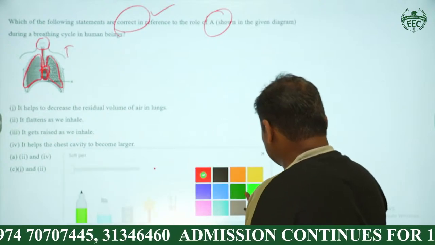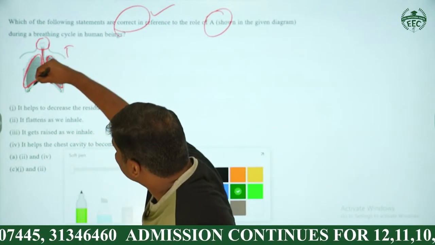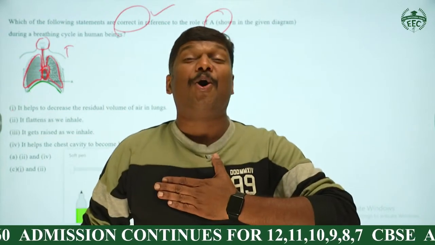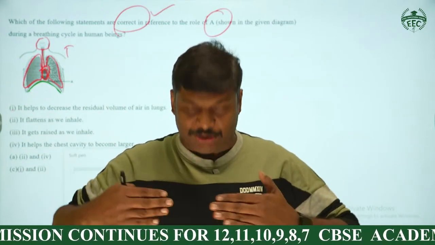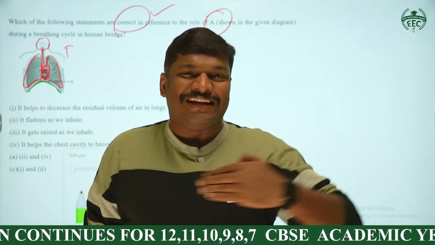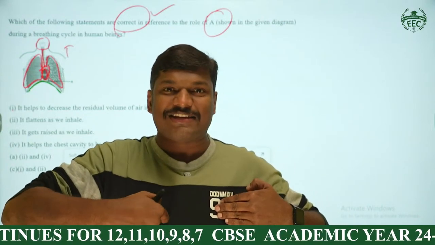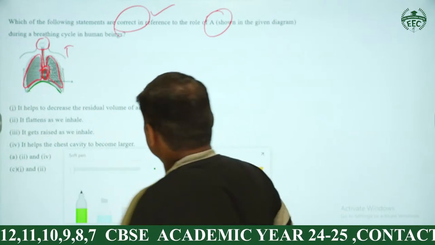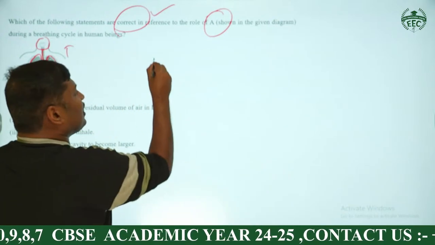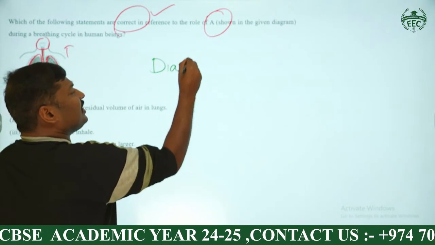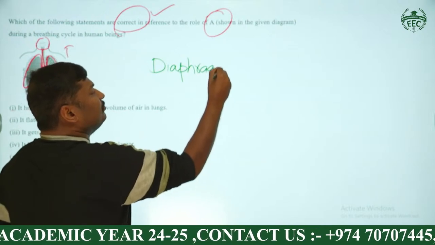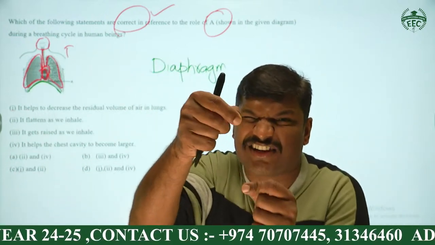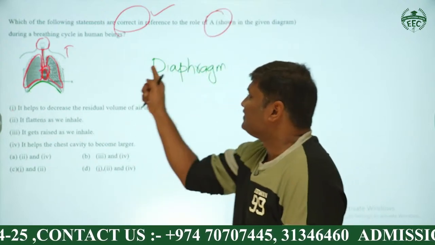But what is the structure they are asking for here? In the bottom, you can see there is an arch shaped structure. Look at my body, not a board, my dear student. This is my right lung. This is my left lung. But here you can see an arch shaped structure in between. What is that arch shaped structure? First of all, you have to identify that one. That arch shaped structure is called the diaphragm. In diaphragm, the letter G is silent, my dear student. This is called a diaphragm.